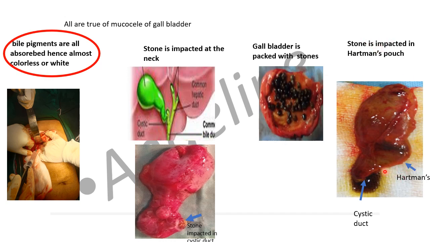Stone is impacted in the Hartmann's pouch. Impacting in the Hartmann's pouch may initiate a cholecystitis, but it is not going to make a mucocele. See, this is impacted. You can see the stone through the serosa. But still, this is the cystic duct that is patent, and you can see liquid bile coming out. See the difference between this bile and this bile. So the correct answer is bile pigments are all absorbed, hence the color is almost white. The stone cannot be impacted in the neck to form a mucocele. Packed gallstones cannot become a mucocele. Neither can an impaction in the Hartmann's pouch produce a mucocele.